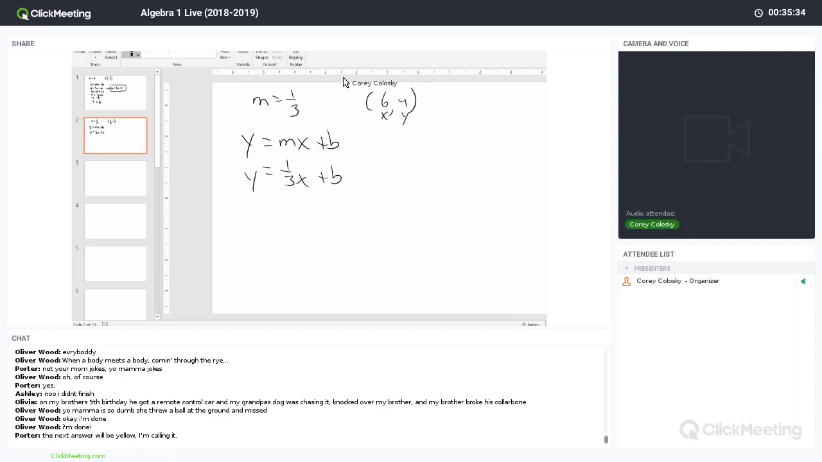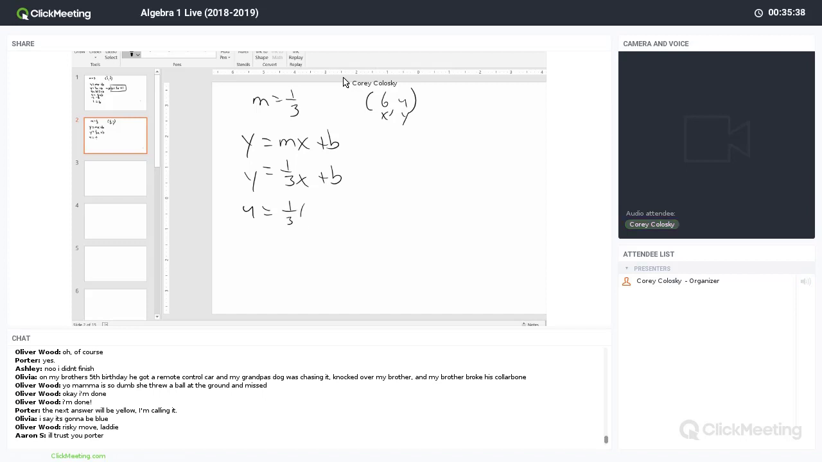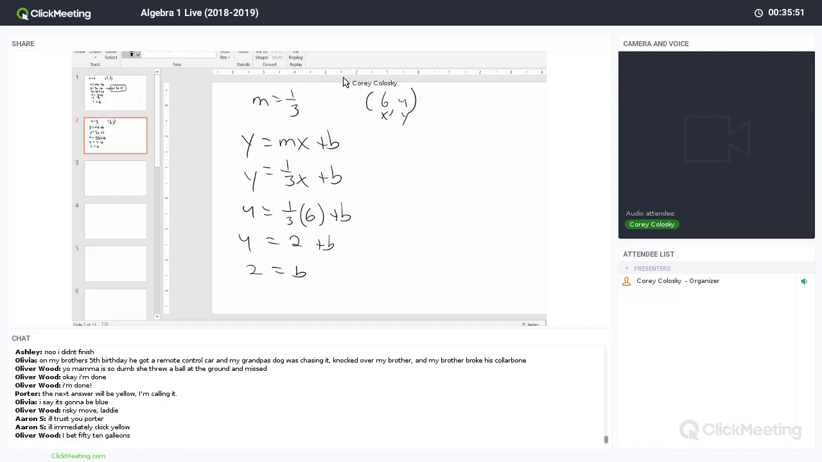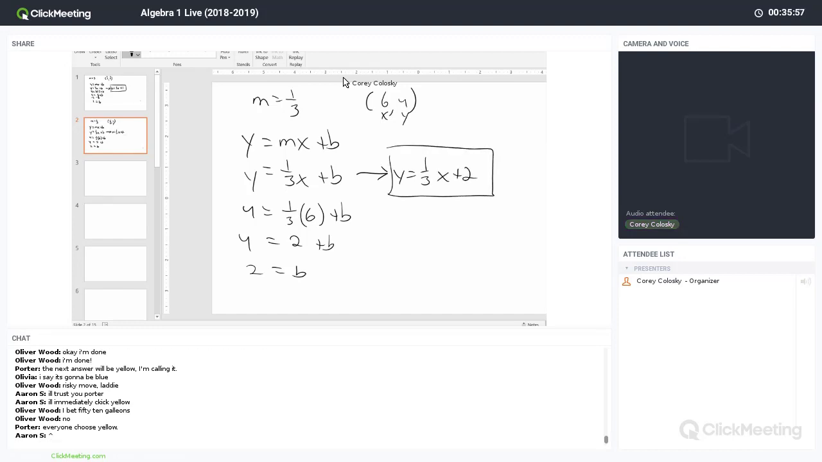Then you plug in this point, so you have x and y. So x is 6, y is 4. So you plug that in. So you have 4 equals 1/3 times x. X was 6. So 1/3 times 6 is 2. 1/3 of 6 is 2. Solve that for b. Subtract 2, b would equal 2. So your final equation is y equals 1/3 x plus b. B is 2, so 1/3 x plus 2.